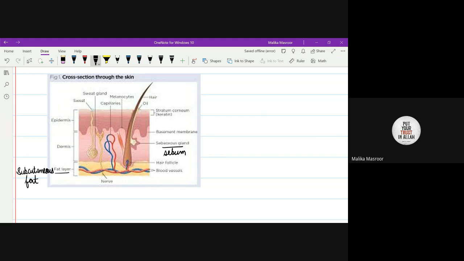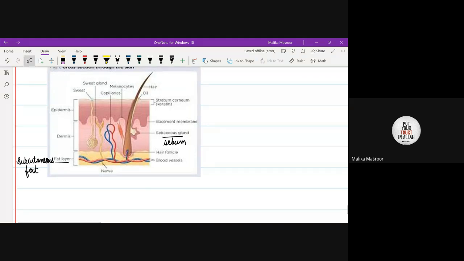And then I have your hair follicle, basically your hair that you can see on your arms. Then blood vessels. Red ones obviously contain oxygenated blood. These are your arterioles, and your blue ones are your venules. This is your nerve ending, which helps you feel pain.